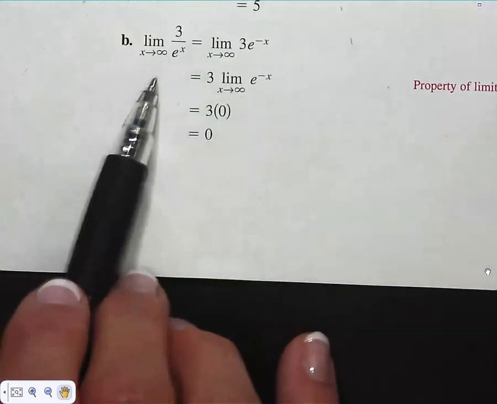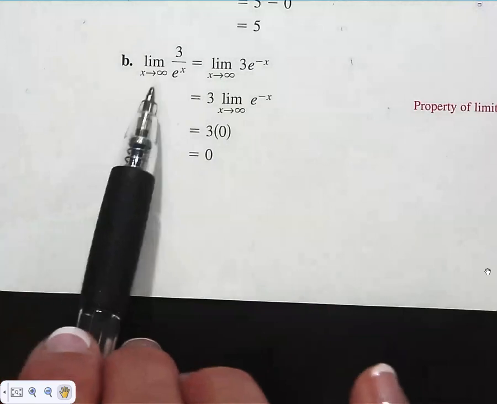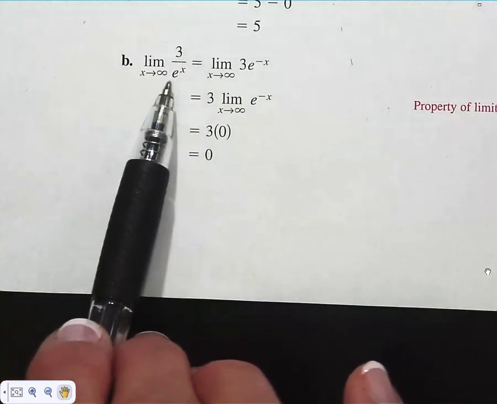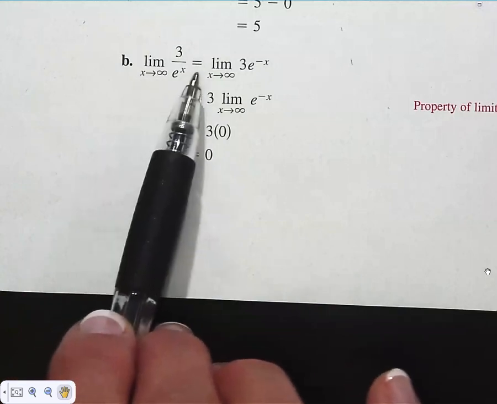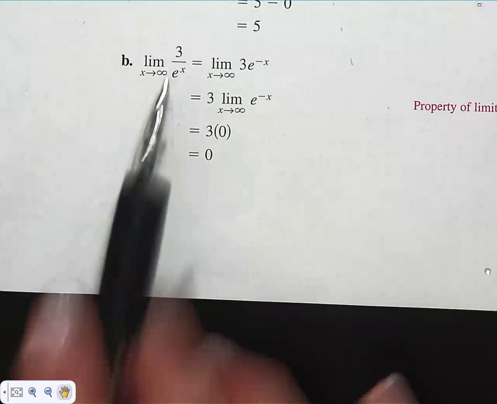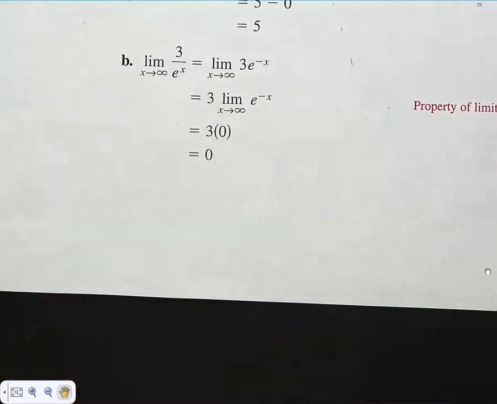This one, what about the limit as x goes to infinity of 3 over e to the x? As x gets infinitely big, what's e to the x getting close to? E to the 100, e to the 1,000, e to the 1,000,000. What's going on there? Well, just the e to the x part is getting huge. You raise e to the 1,000,000th power, that's enormous.